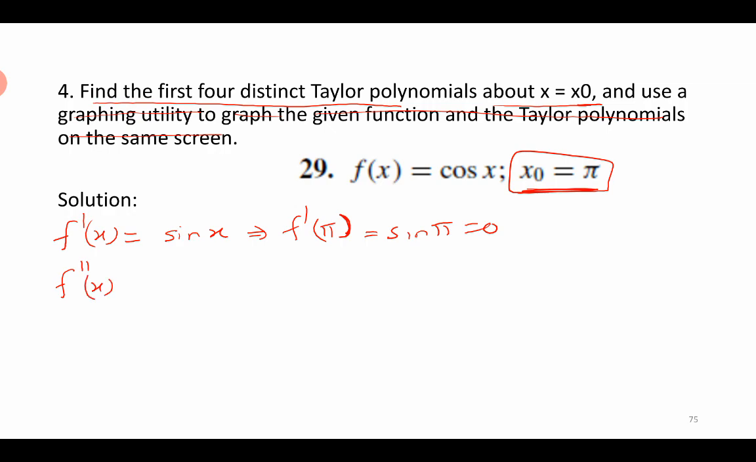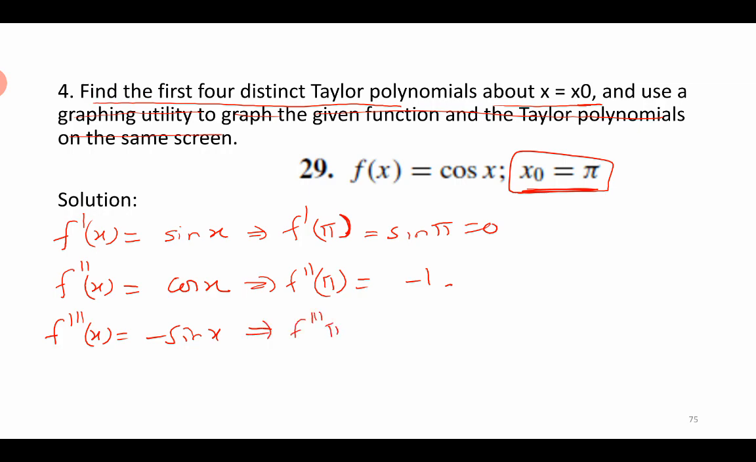Second derivative of x is cosine x. So the second derivative at pi is minus 1. Third derivative of x is minus sin x. So the third derivative at pi will be 0. Fourth derivative of x. We need only 4 polynomials, isn't it? Let's try the first 4 distinct polynomials. Let's try. Fourth derivative will be minus cosine x.